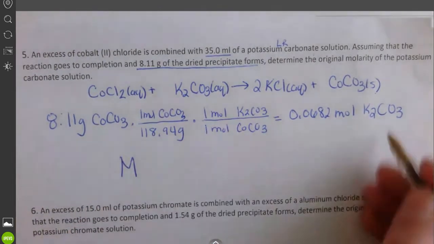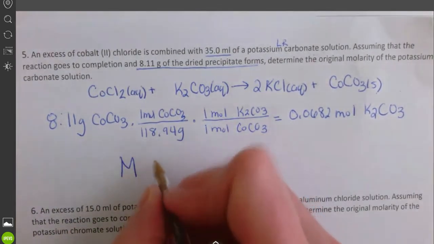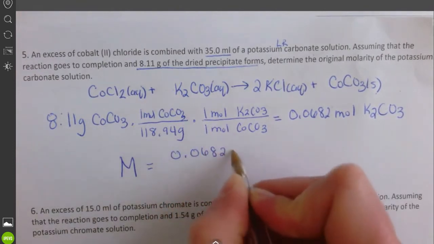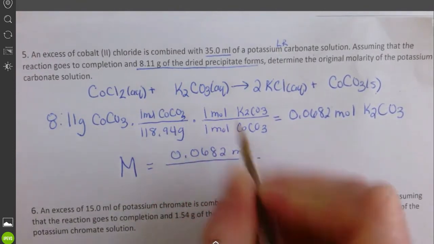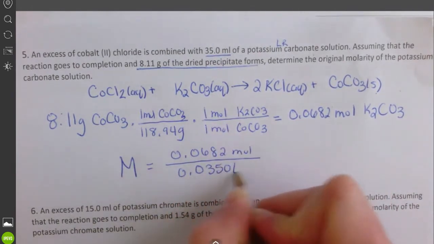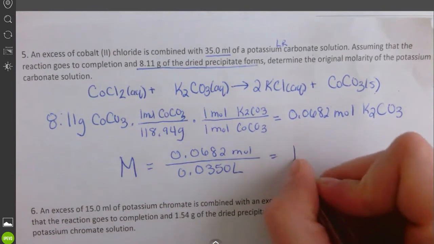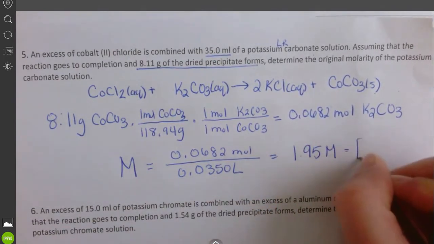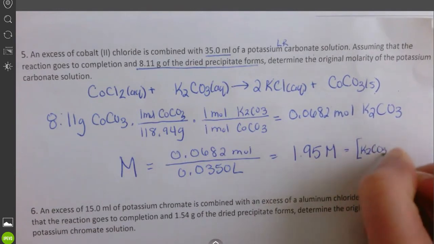So the molarity of that potassium carbonate would be equal to that 0.0682 moles that we figured out were present, divided by the 0.0350 liters, which then goes ahead to calculate 1.95 molar. So again, that's my concentration of my K2CO3.